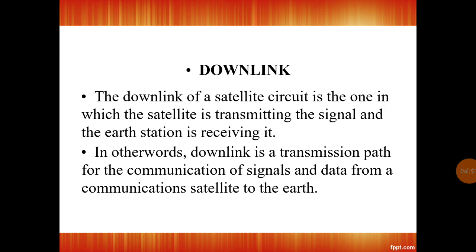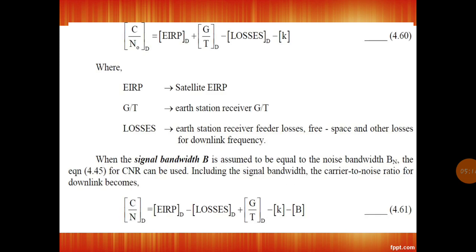Similarly, for the downlink, the satellite is transmitting the signal and the earth station is receiving, which is called the downlink. In other words, it is the path for communication of signals and data from the communication satellite to the earth. So the EIRP of the satellite is calculated and the G by T of the earth station is also calculated, and the C by N ratio is given as EIRP minus losses plus G by T minus K minus B. This is all about base stations.